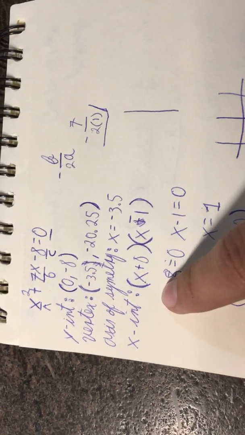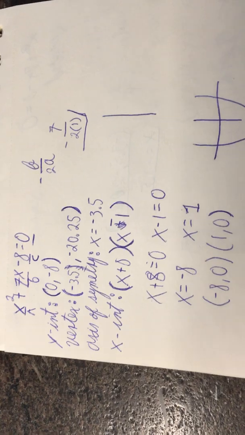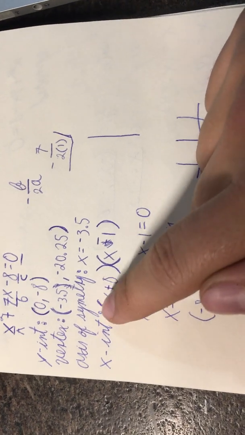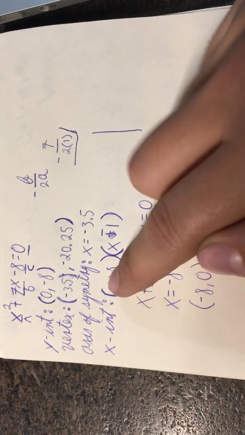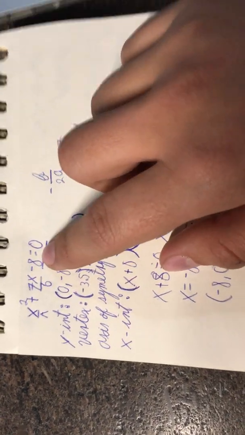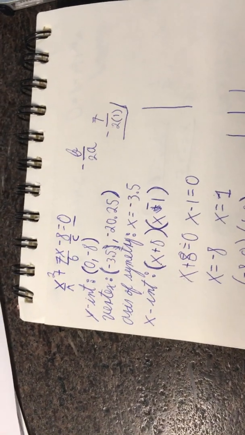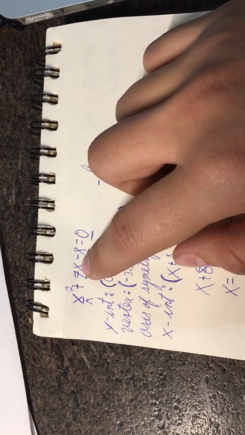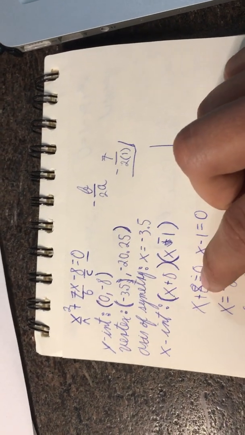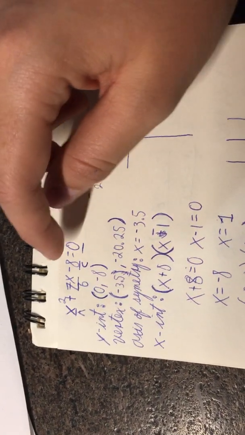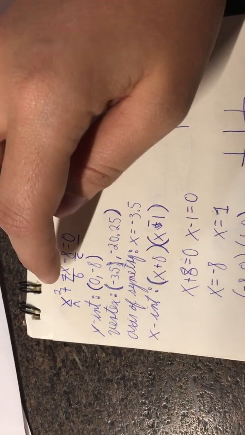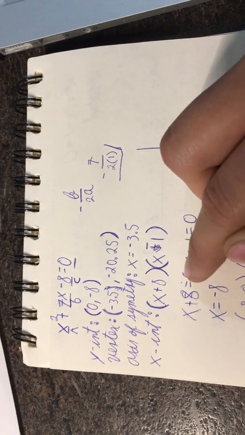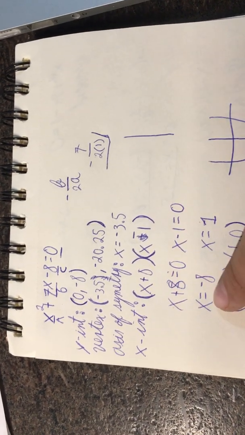And the x-intercept, what you're going to do is factor the equation: you need to find the numbers that multiplied get minus 8 and that added or subtracted get 7. So it will be plus 8 and minus 1, so this gets minus 8, and plus 8 minus 1 gets 7. So then you just take x plus 8 equals 0, and you pass the plus 8 to the other side, and you get minus 8.